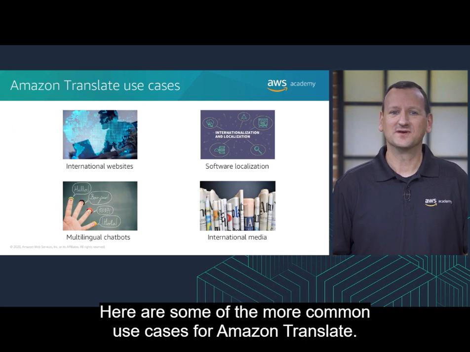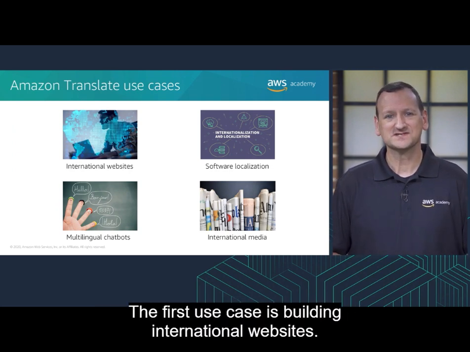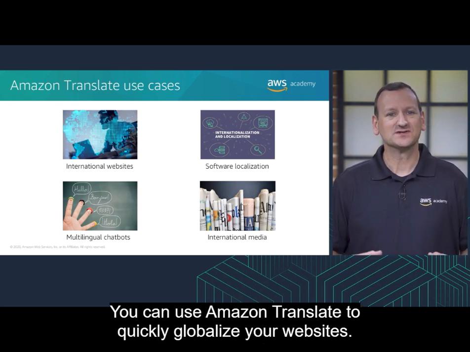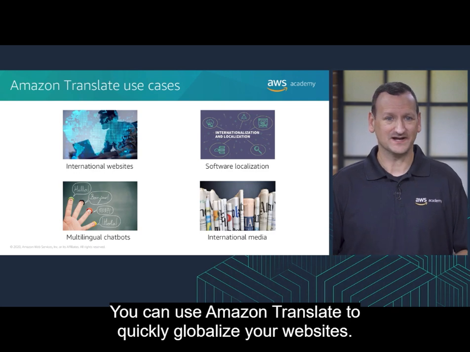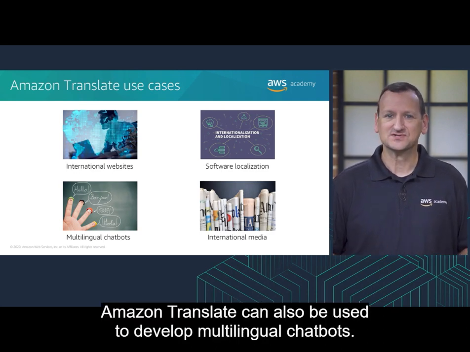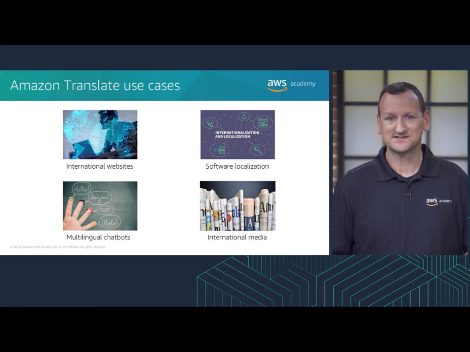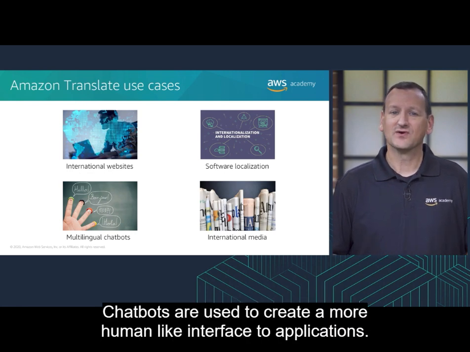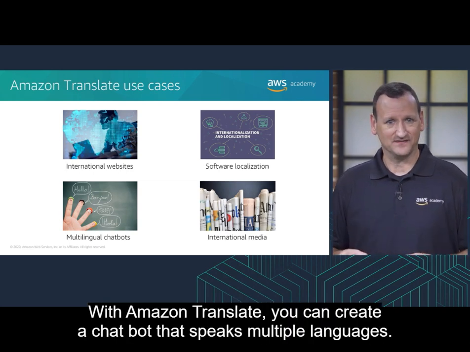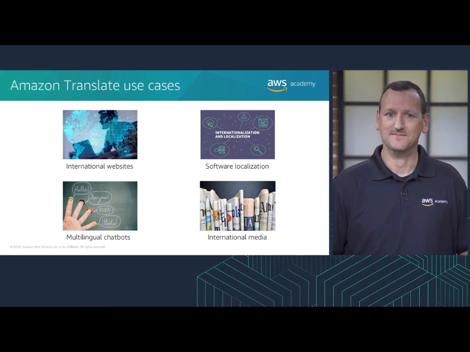Here are some of the more common use cases for Amazon Translate. The first use case is building international websites. You can use Amazon Translate to quickly globalize your websites. Amazon Translate can also be used to develop multilingual chatbots. Chatbots are used to create a more human-like interface to applications. With Amazon Translate, you can create a chatbot that speaks multiple languages.